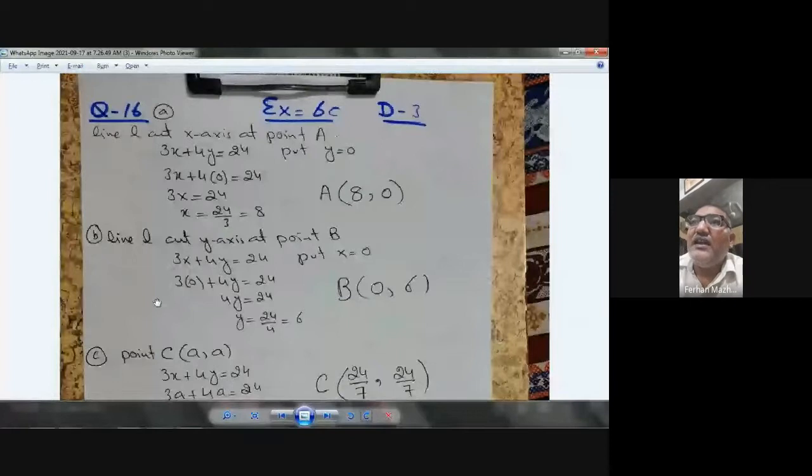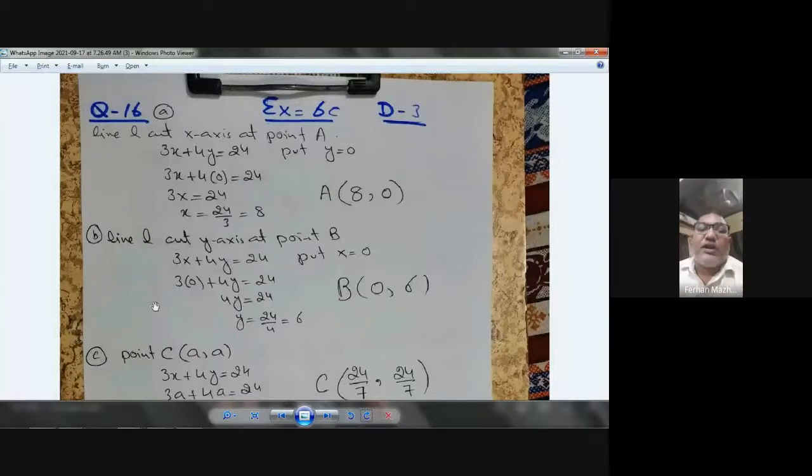In the same way, for the coordinates of the B point, the line L cuts the y-axis at the point B. When the line cuts the y-axis, x will be 0. So in that equation of the line, in the place of x, I will substitute 0. You will have 3 bracket 0 plus 4y equals 24. 3 zeros are 0, so you will have 4y equals 24. So y will be 24 divided by 4, which is 6. So the coordinates of the point B will be 0 comma 6.